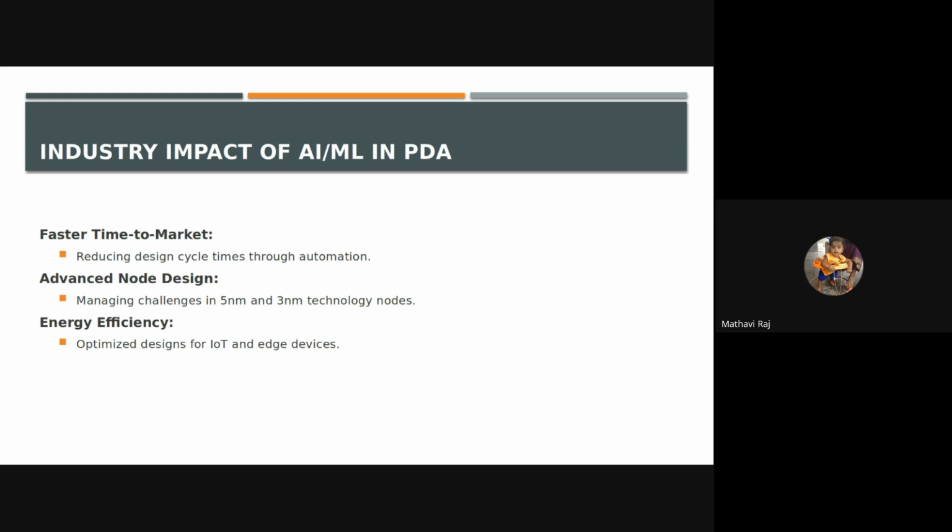AI and ML algorithms can be used to predict and optimize various key factors. At these advanced nodes, machine learning can predict areas of congestion, power hotspots, and potential failures, which can be mitigated during the design phase.